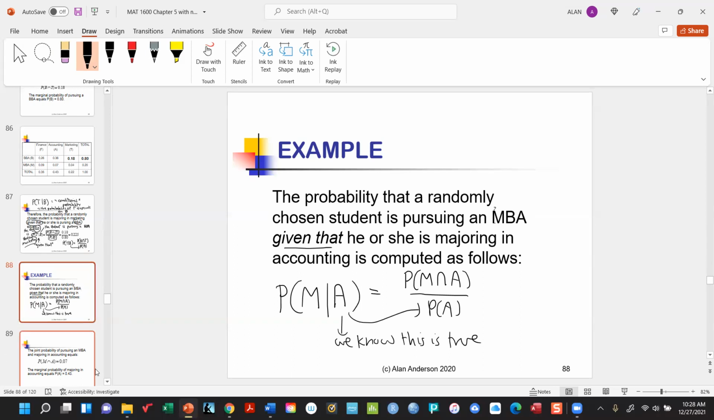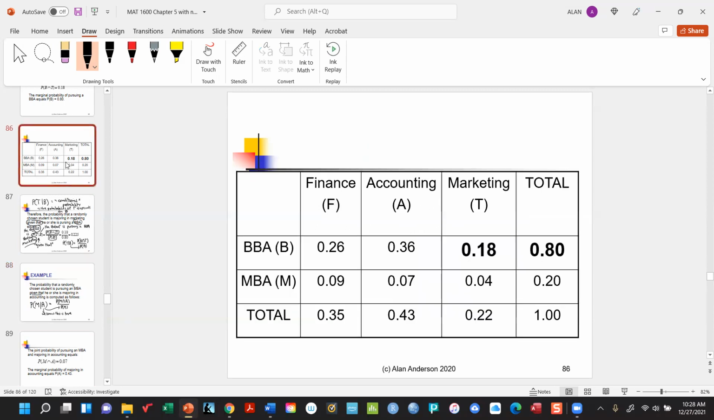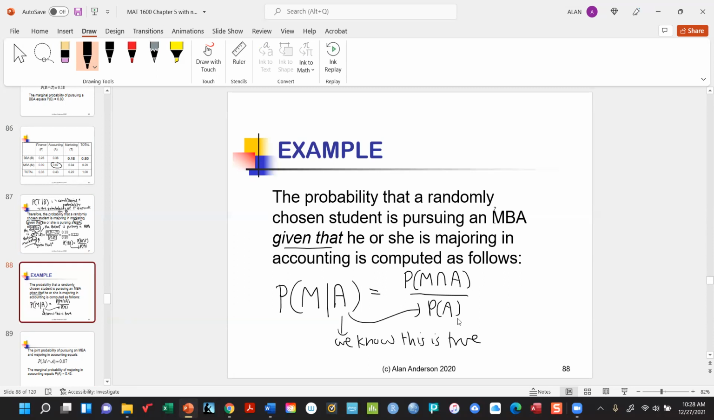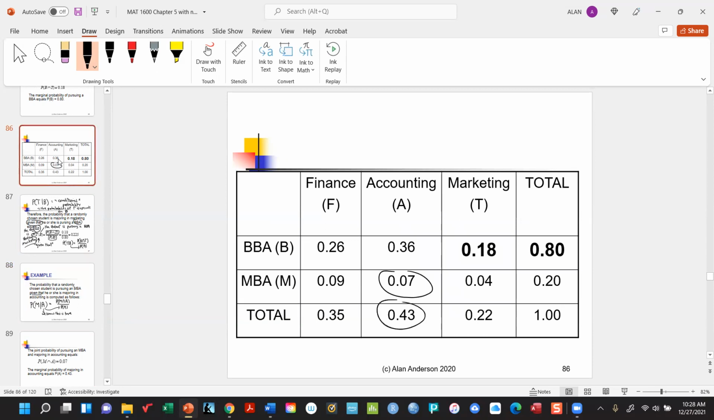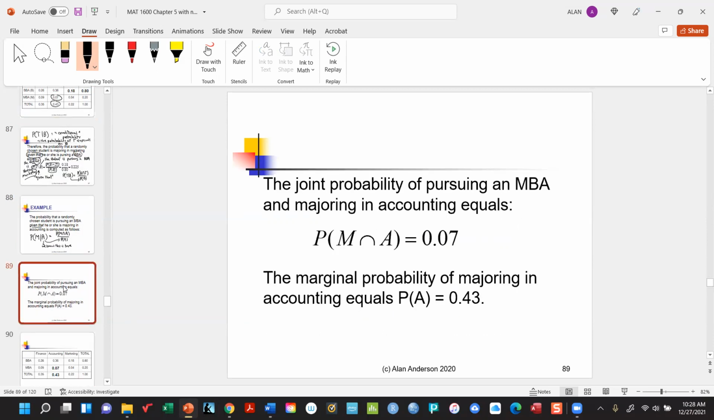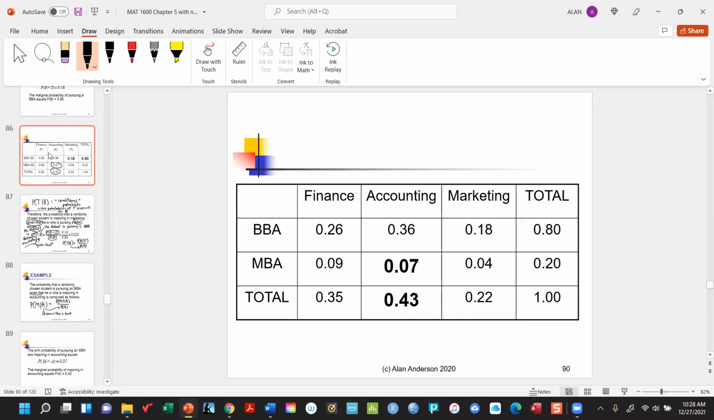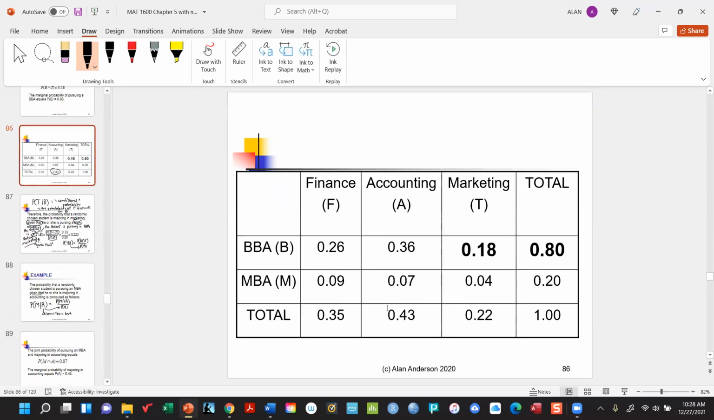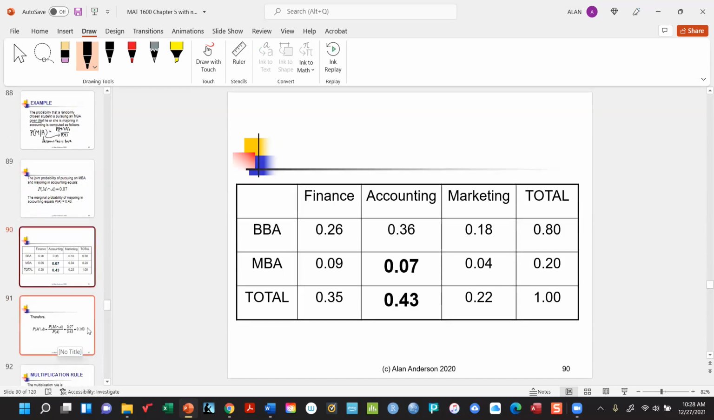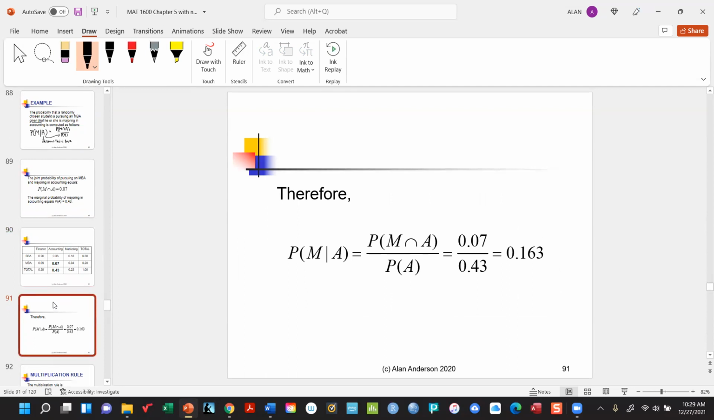Okay, so let's go look it up and find out. So the table is here, M and A is here, and we need M and A, both MBA and accounting, and A by itself is here. So we need the ratio of 0.07 over 0.43. Okay, so here it is, it's down here. I didn't have to circle those. It's already been highlighted for us. In fact, let me get rid of these. Don't want it to get too cluttered. And guess what? Now all we need is the ratio of 0.07 to 0.43. And there it is, 0.163. All right, it's that straightforward.